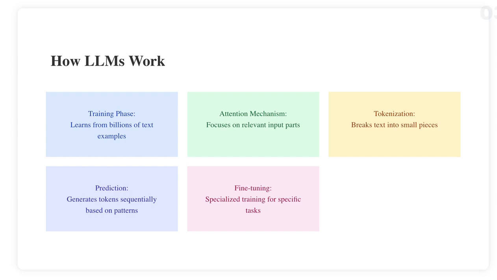So to summarize, LLMs learn from massive text data, break input into tokens, use attention to focus on relevant parts, predict tokens sequentially, and can be fine-tuned for specific purposes.